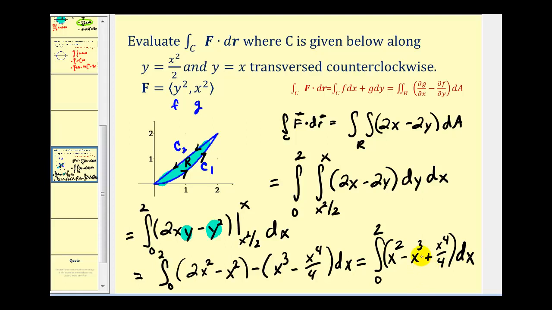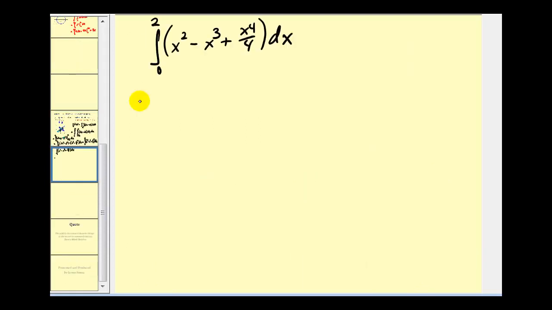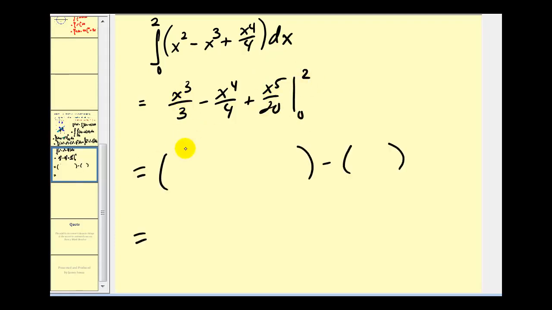Let's go ahead and finish this on the next page. So we'll have x to the third over 3 minus x to the fourth over 4 plus x to the fifth over 5 times 4, x to the fifth over 20. So when x is 2, we're going to have 8 thirds minus, this will be 4. Here we'll have 32 over 20. And then when x is 0, we'll have 0. This works out to 4/15.